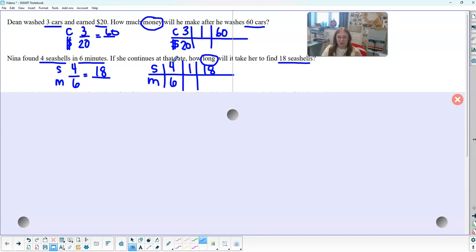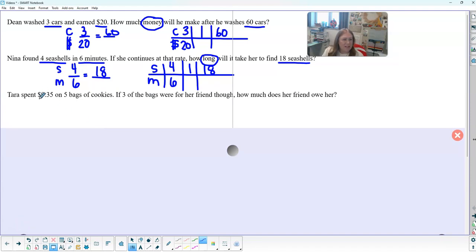This one I can't go straight from 4. Well, you can go straight from 4 to 18, but it's not a nice factor. You'll have to figure out how many times 4 goes into 18. So you can do it this way, but I just love the proportion way because it tells me multiply these, divide by that, every time. I don't have to think about it.